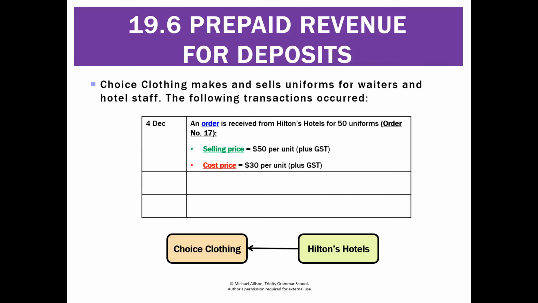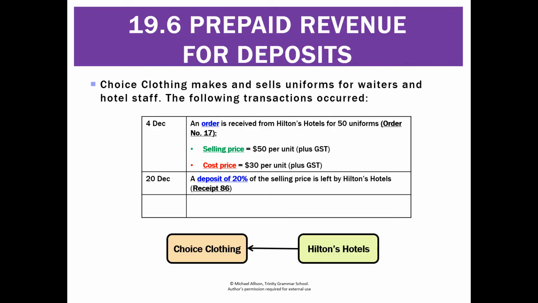On the 4th of December, Hilton's Hotels is going to order 50 uniforms, and the selling price will be $50 per uniform, and the cost price will be $30 per uniform. Then, on the 20th of December, Hilton's Hotels is going to pay Choice Clothing a deposit of 20%.